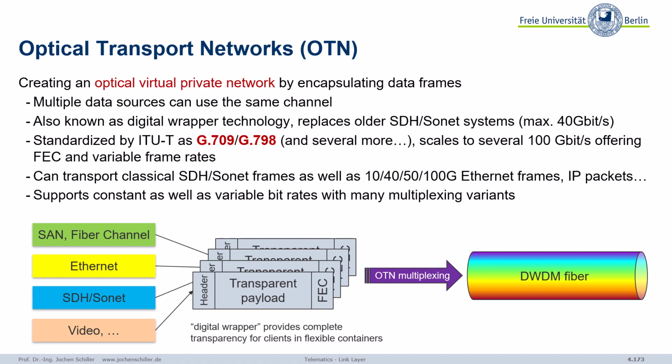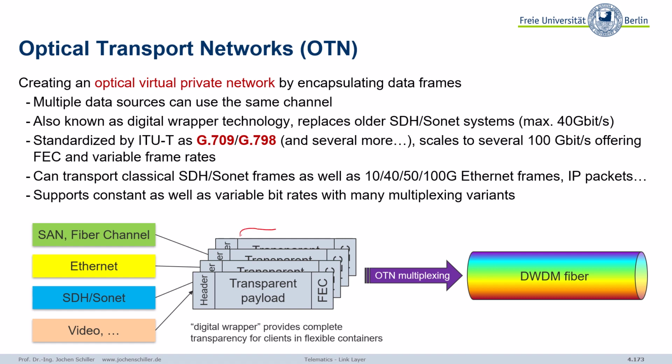frame rates, that is able to transport classical, historical, legacy systems, SDH, SONET, different Ethernet speeds, 10, 40, 50, 100 gigabit, but also directly IP packets, all these things, and supporting constant data rates, but also variable data rates with many, many really fancy multiplexing versions. So yes, this makes it more complex, but the basic idea is today we are that extremely fast. We have so high data rates. We can waste a bit into wrapping the other data, and that's the core idea here.